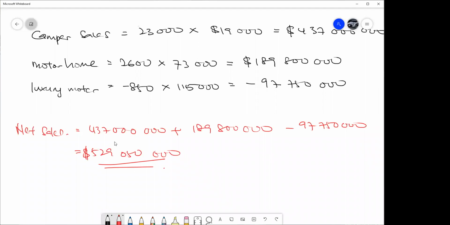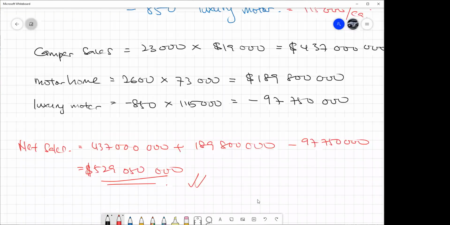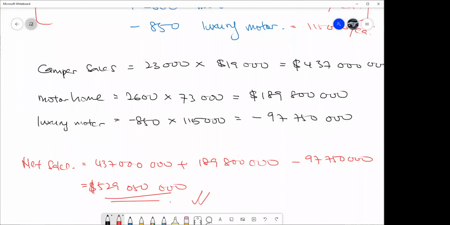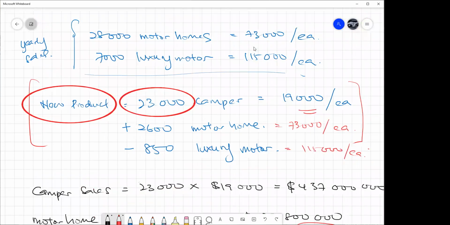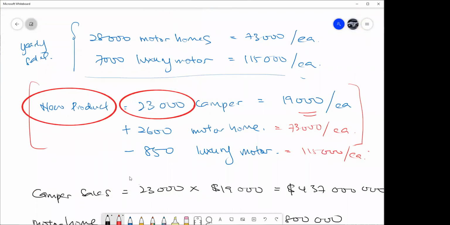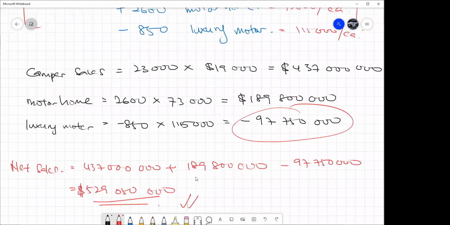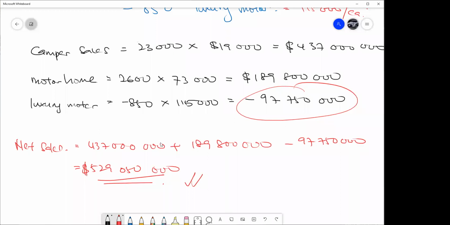Okay. So this is a good investment. Why? Although after introducing this new product, this is the extra sales that you make. Although there's a reduction on luxury motor, it's still worth it. On top of the previous sales, again of this much, now with this new product, you got this extra of $529 million. Okay, that's what it means.